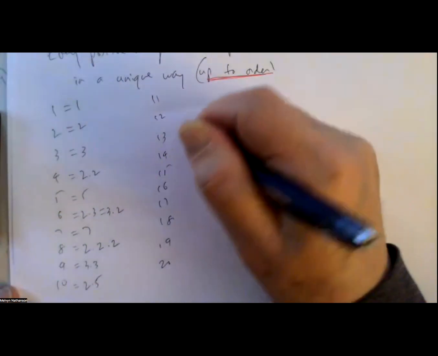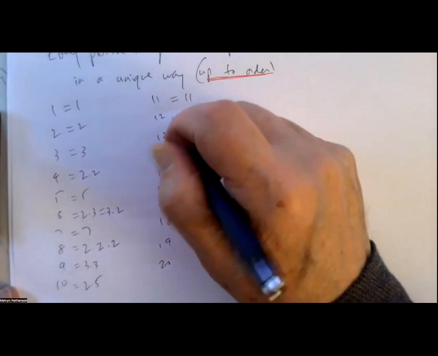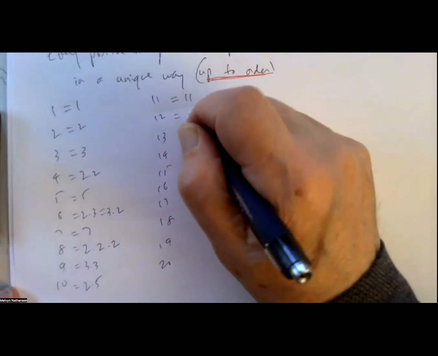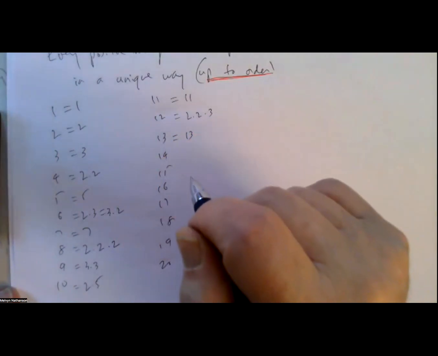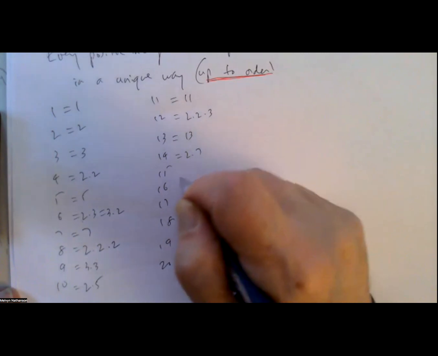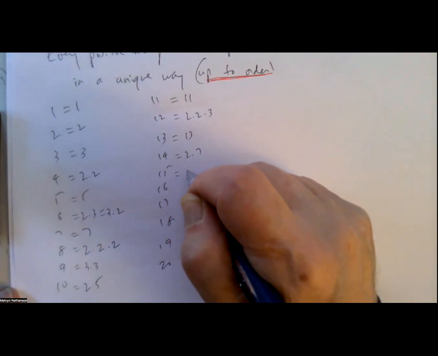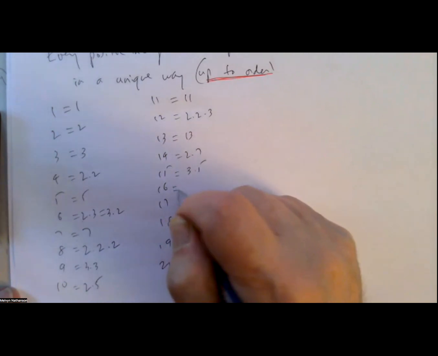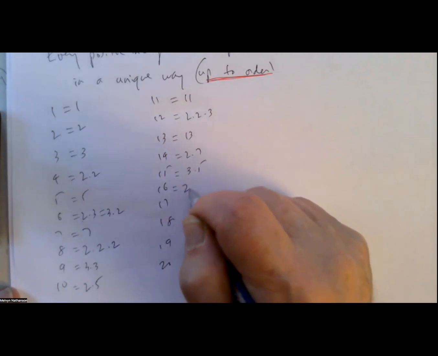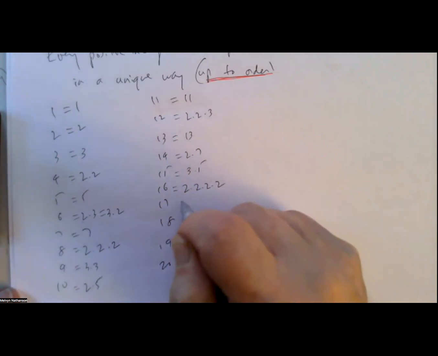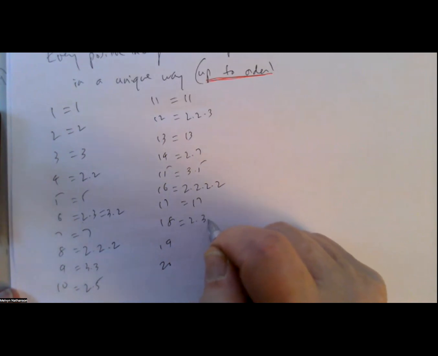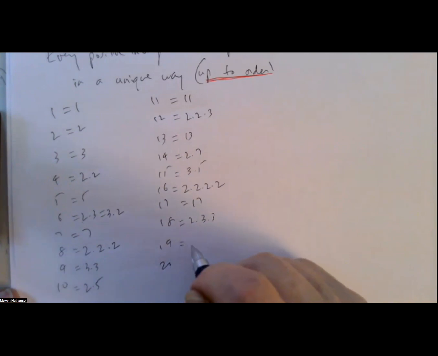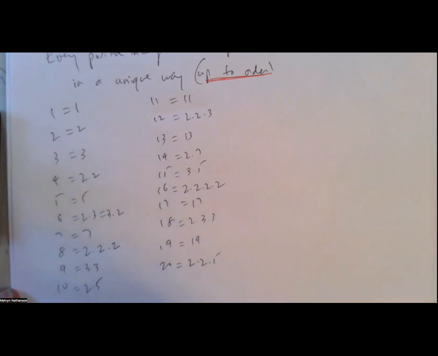10 is 2 times 5. 11 is a prime. 12 is 4 times 3, and 4 is 2 times 2, so it's 2 times 2 times 3. 13 is a prime. 14 is 2 times 7. 15 is 3 times 5. 16 has 4 primes. It's the prime 2 occurring 4 times. 17 is a prime. 18 is 2 times 9, and 9 is 3 times 3. 19 is a prime. 20 is 2 times 10, but 10 is 2 times 5.